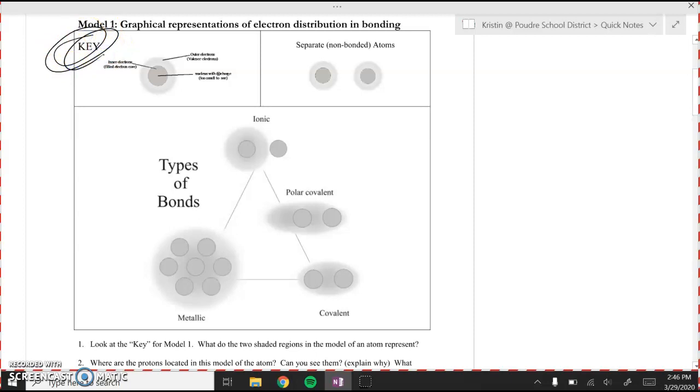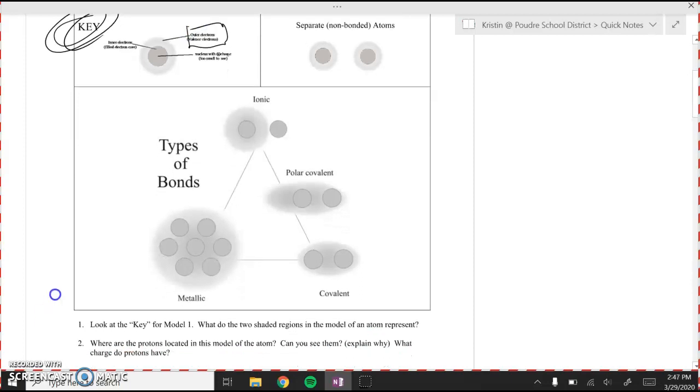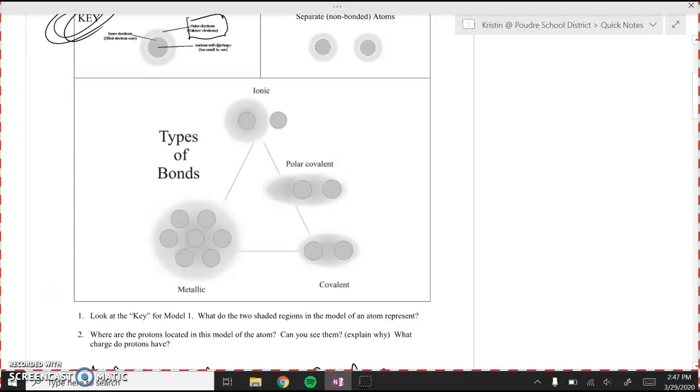What do the two shaded regions represent? So the light shaded region is the outer electrons, and this inner shaded region is the inner electrons. And the only electrons that really do chemistry are these outside valence electrons, so we're going to be pretty focused on those.